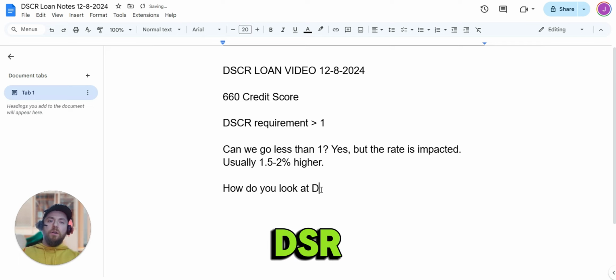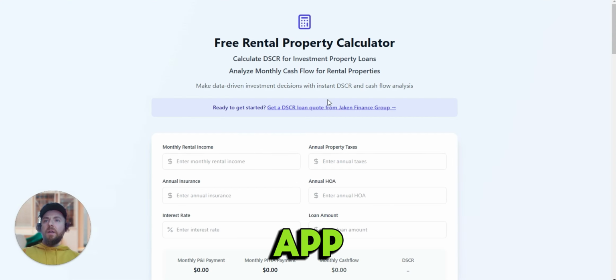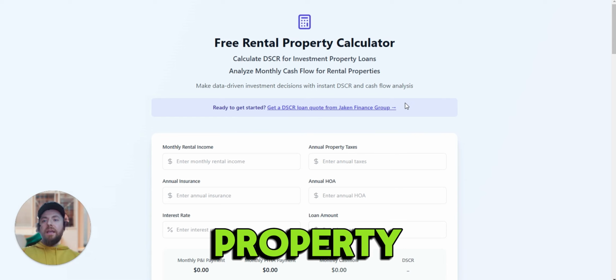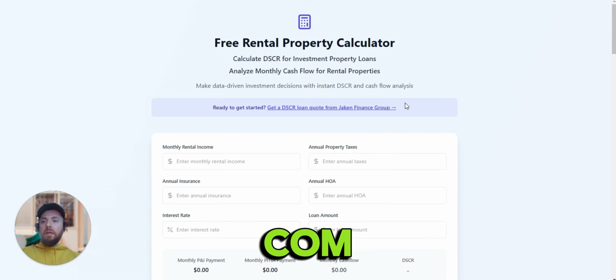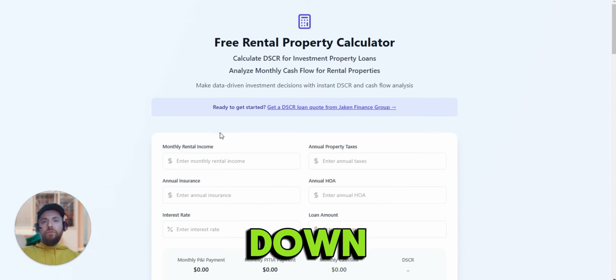How do you look at DSCR? So we get this all the time. We created a free app. It's free, rentalpropertycalculator.com. I'll put that link down below too.